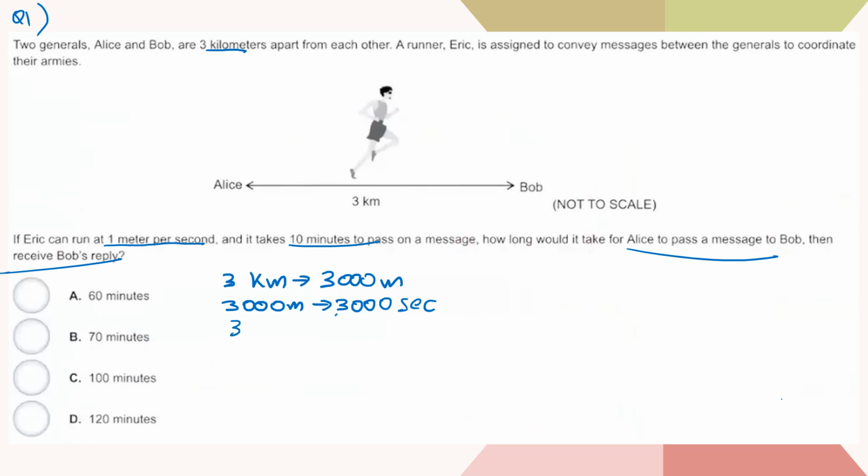And here also you have to do a bit of conversion. 3,000 seconds, you're going to convert it into minutes. So it's going to be 3,000 over 60, which cancels out, which equals 50 minutes. 50 minutes to pass the message from Alice to Bob.